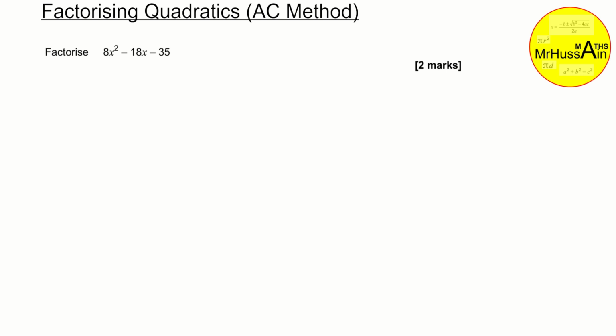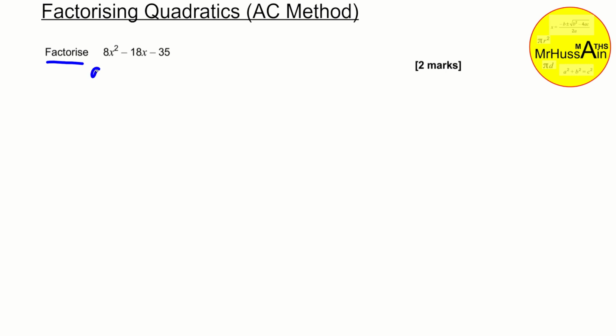So we're factorising quadratics, but this quadratic is not just x squared, it's 8x squared. And because it's a quadratic and it's more than 1x squared, you need to use something called the AC method. Factorising obviously is putting it into brackets. So let's get going.